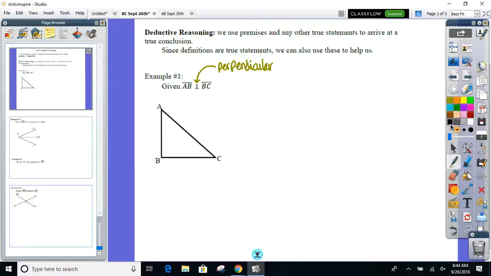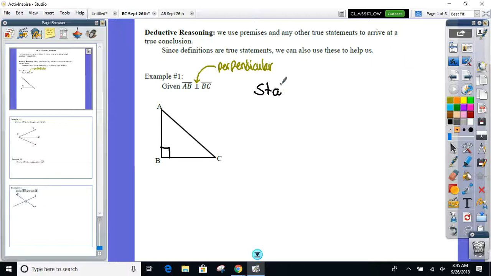Somebody just yell it out. They form right angles, don't they? All right, so where can I put a right angle symbol on my diagram? Angle B. And why did you put one there? Because what did I give you? They were perpendicular. So now we're going to start writing these thoughts in an organized fashion.